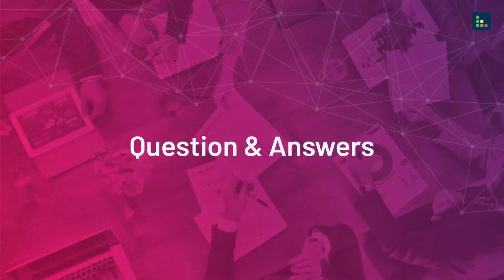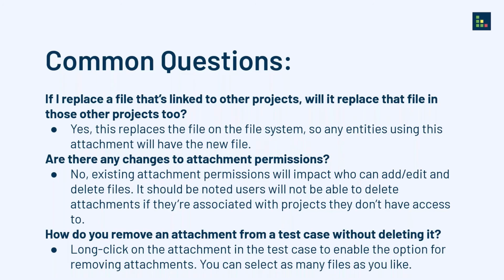So now I'd like to cover some questions that customers have asked. I believe I've covered the bulk of the functionality that's available now in 7.1, which is an attachments-focused release. I do have a couple of common questions that people may ask already. If I replace a file linked to other projects, will it replace that file in those other projects too? Yes. This replaces the file in the file system, so any entities using this attachment will have the new file.